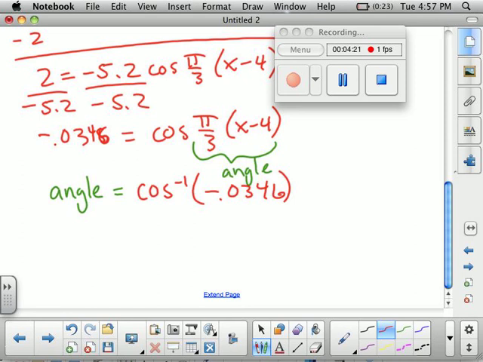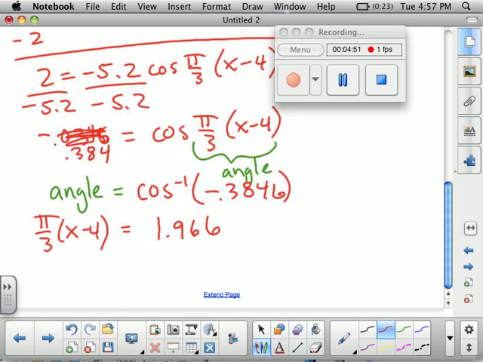0.3, oh, I'm sorry, that was 0.3846. I wrote that down wrong. So let me change that. 0.3846. So we're going to do the inverse cosine of negative 0.3846 and 1.966 in radian mode is what we come up with. And the angle is pi over 3 times x minus 4.